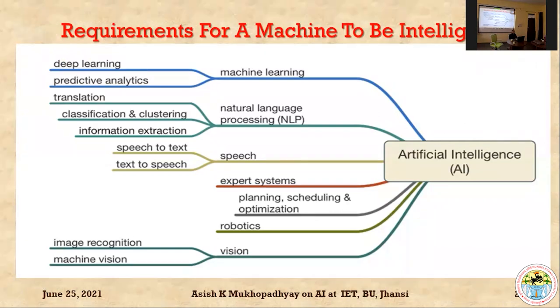You know that machine learning, natural language processing, speech, expert systems, planning, scheduling, optimization, robotic vision are all parts of it, and there are subfields. Machine learning has subfields like deep learning and predictive analysis. NLP has subfields like language translation, classification and clustering of data from language, and extraction of information. Speech also includes speech-to-text and text-to-speech, both. And vision is image recognition and machine recognition, both. So these are the things.